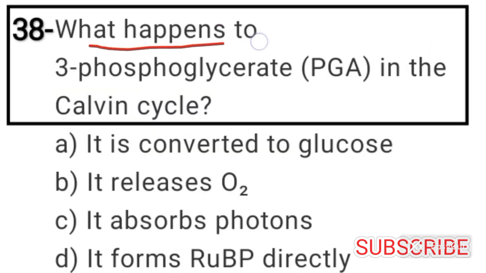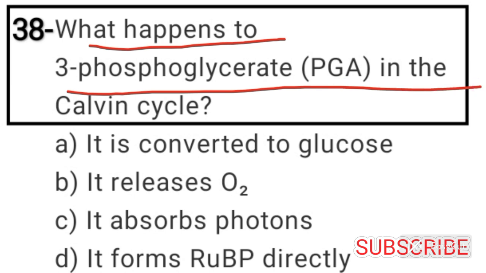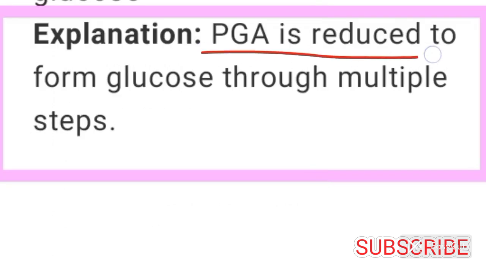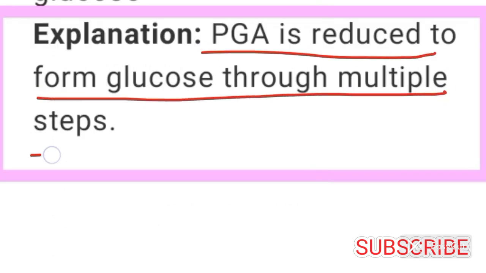Question number 38. What happens to 3-phosphoglycerate, 3-PGA, in the Calvin cycle? Answer is option A. It is converted to glucose. So PGA is reduced to form glucose through multiple steps.